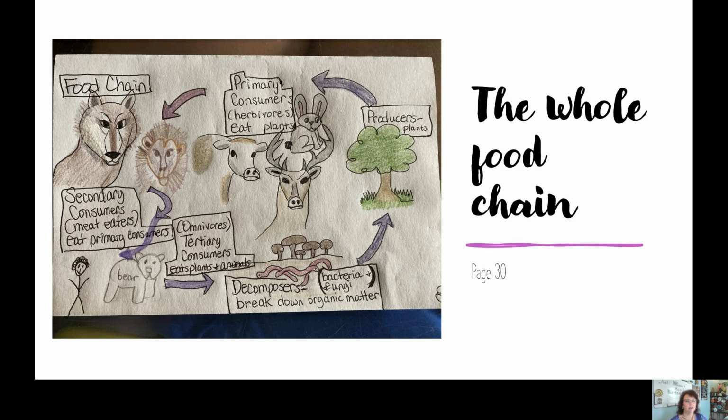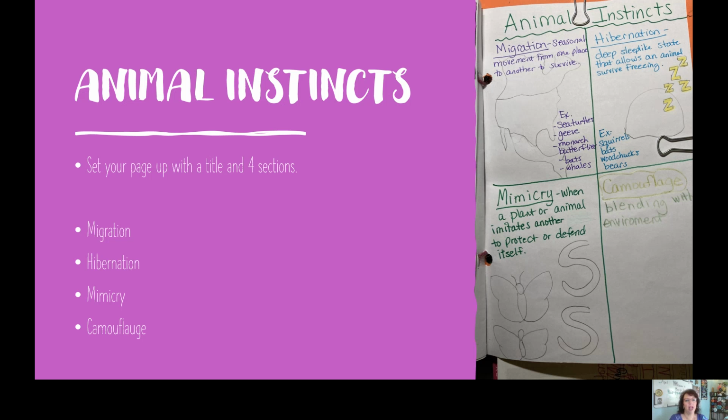You stop the water cycle. You stop the plant cycle. It would be a big hot mess. All right. Let's move on to animal instincts. Now we have 4 different animal instincts. You can see I have them set up on this page right here. So you're going to put your title, and then you're going to divide what's left of the page into 4 quarters.